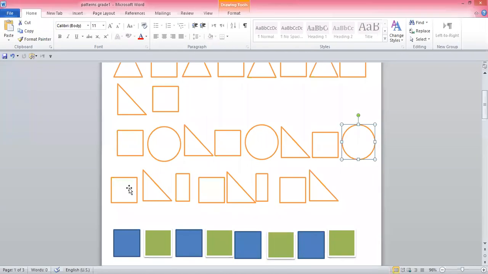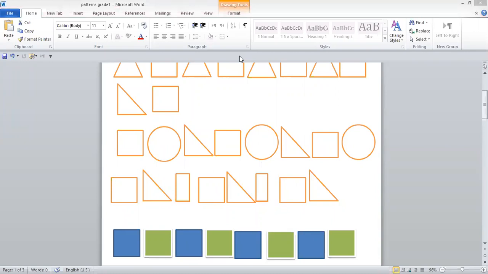Okay, let's look at one more example. This is square, triangle, rectangle, square, triangle, rectangle, square, triangle. Which shape will be the next? You will say, sir, rectangle. Why rectangle? Because in the pattern, after triangle there is rectangle. So this we also know.